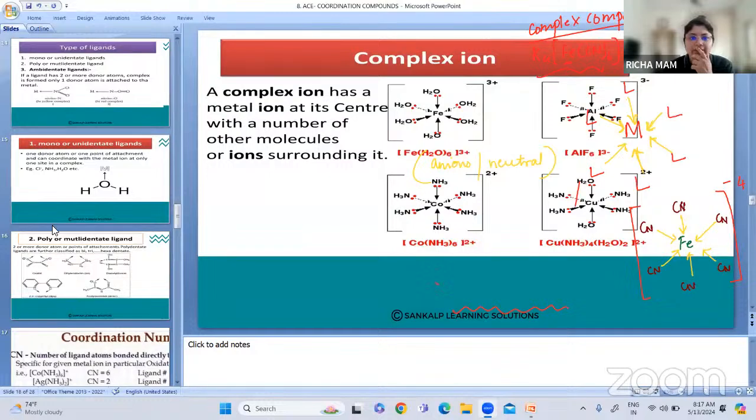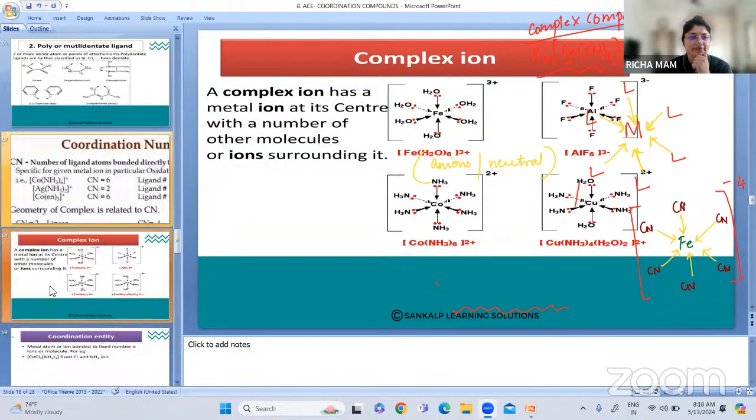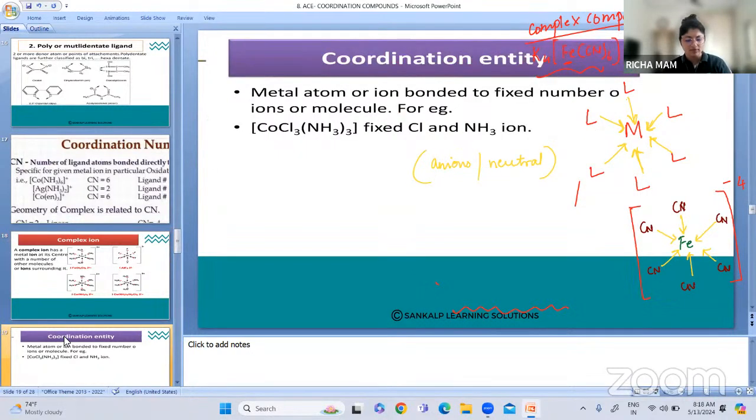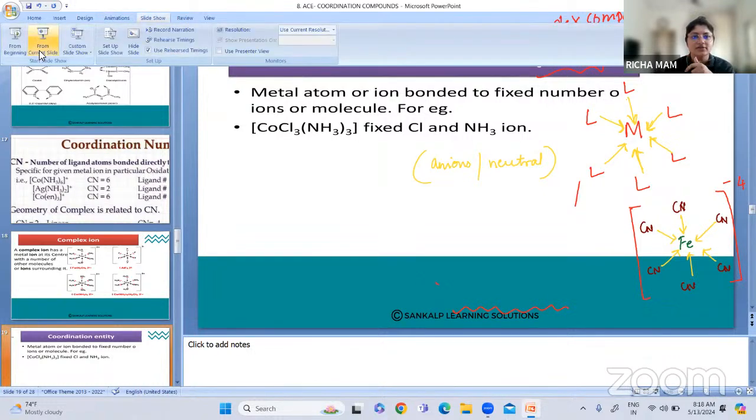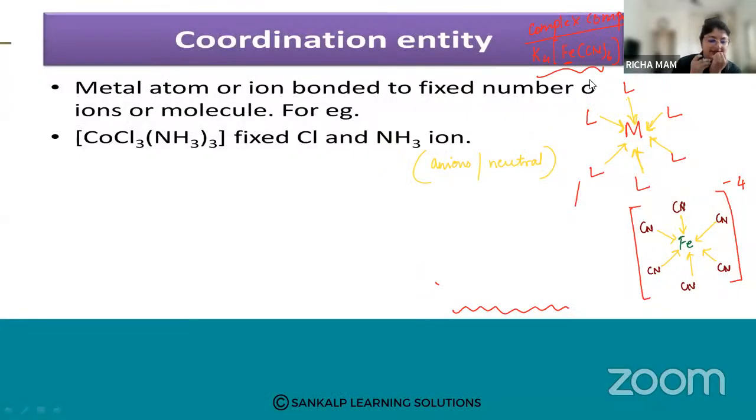So we are going to see some of the terms first, then we will go on. Which are some important terms which we are going to use in coordination compounds? The first is the coordination entity. It is an ion or a molecule consisting of a central metal atom or ion bonded to a fixed number of ligands.